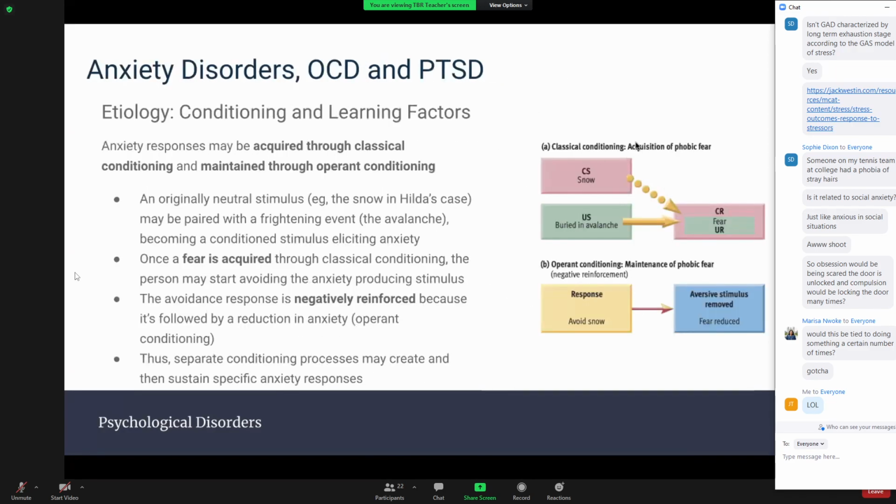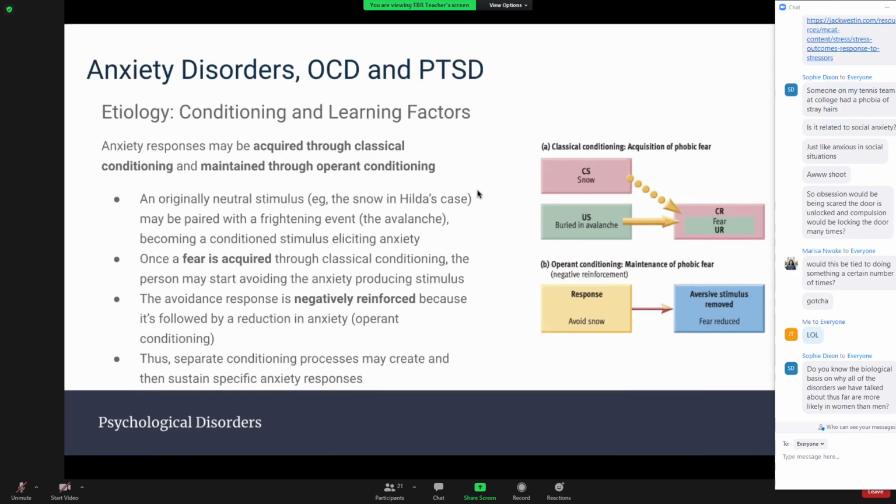So here's a thing that's interesting that would be really worthwhile remembering, which is for the things that we just talked about. We talked about anxiety disorders, OCD, and PTSD. For those three classes of disorders, when we look at their etiology, we can look at factors of learning and conditioning. So when it comes to anxiety responses, they can be acquired through classical conditioning and maintained through operant conditioning.